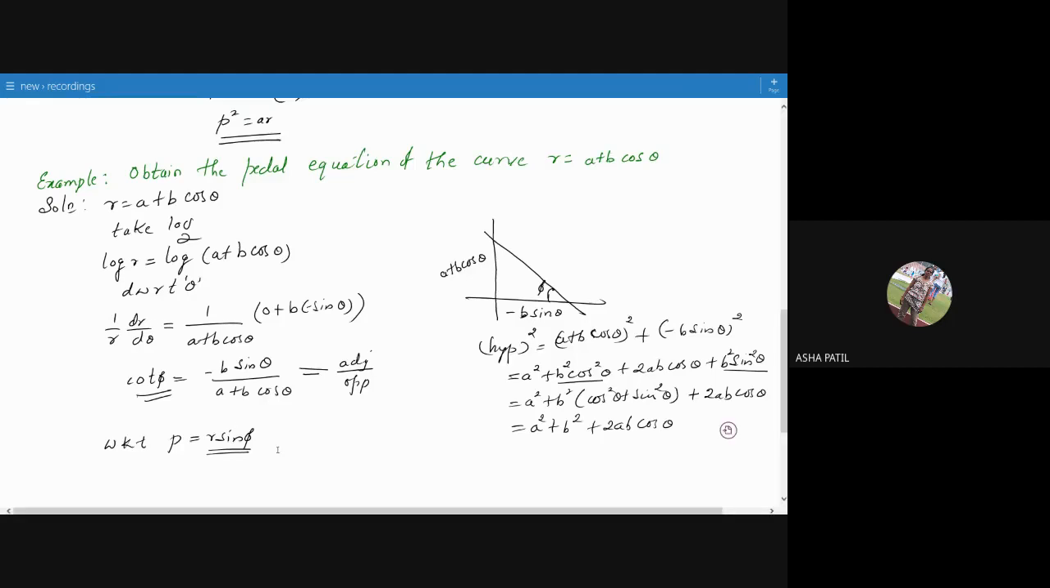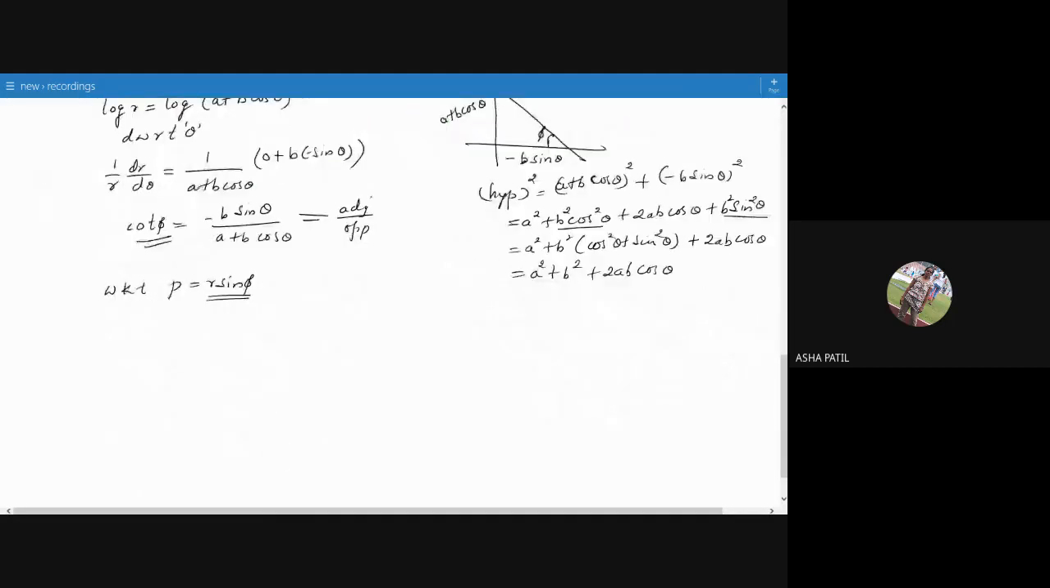Now, from this, we will write what is sin phi. The sine of any angle is opposite by hypotenuse. So we have the opposite side, a plus b cos theta, divided by the square root of a square plus b square plus 2ab cos theta. Since we have written the hypotenuse square here, we take the square root, which represents the hypotenuse.